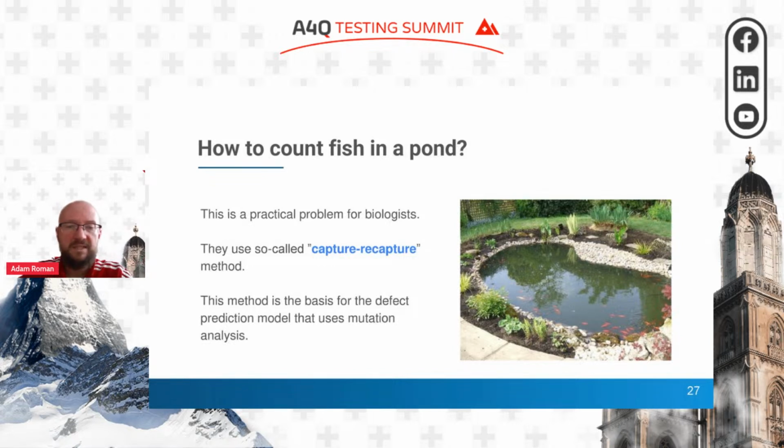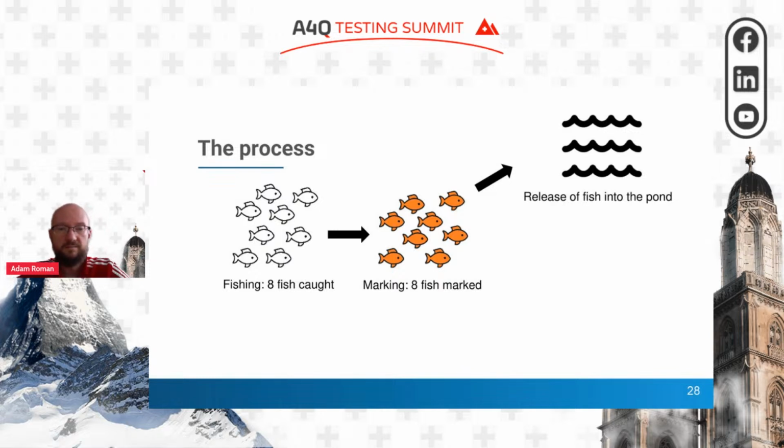Let's start with some practical problem which biologists have. Biologists often want to count some animals in a given space. For example, they want to count fish in a pond, let's say a very large pond, right? So how do they proceed here? They catch fish. Let's say they caught 8 fish. They mark them somehow. Let's say they color them with some waterproof paint or whatever, and they release them into the pond. They wait for some time, and they catch fish again.